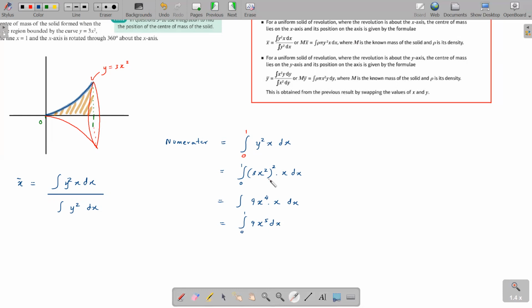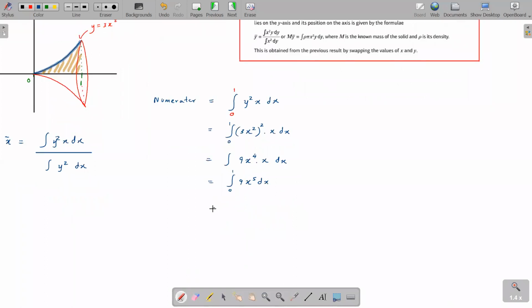Okay, so I still didn't integrate. I just expanded the bracket. Y squared is (3x squared) squared. And then it's time to integrate. So when you integrate, it's 9x to the power 6 over 6. And then input the limits. So it's going to be 9 times 1 to the power 6 over 6, right? So that's going to be 9 over 6. That's 3 over 2, guys. Okay, so that's 3 over 2. Agreed? Let's get the denominator as well.